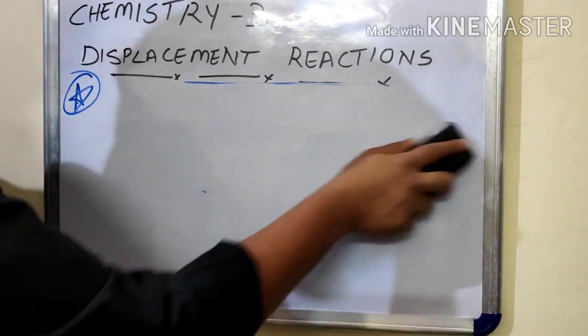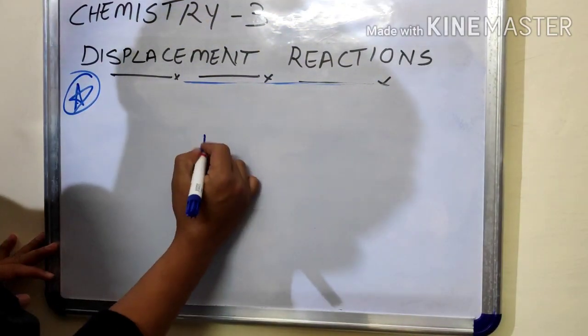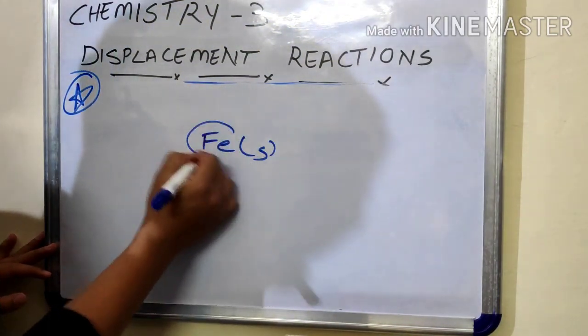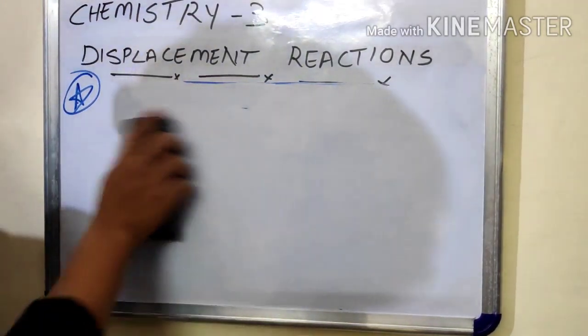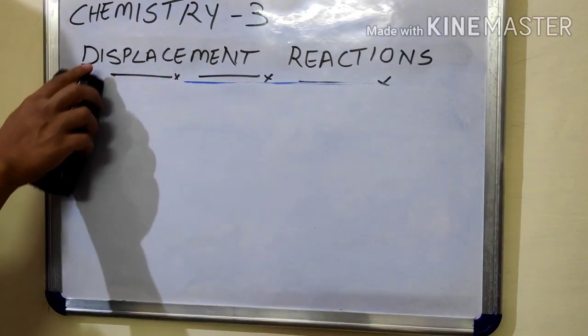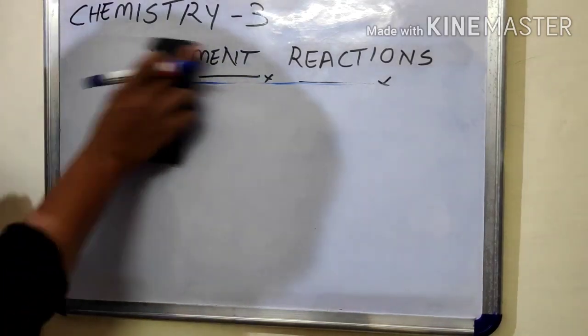One more thing. You have all learned about cations and anions. But when metals are existing in their pure state, like if I write Fe solid, the charge of this is 0. Okay. You should know that. Just in case. So this was your displacement reaction. I hope all of you understood this displacement reaction. Now we will move on to another type of displacement reaction.